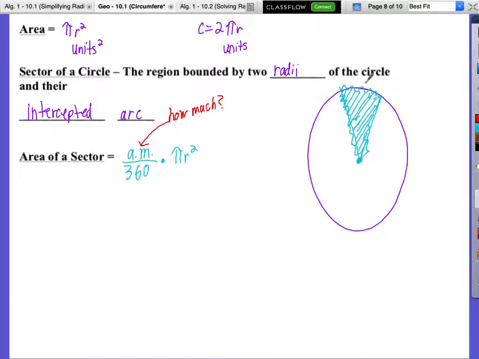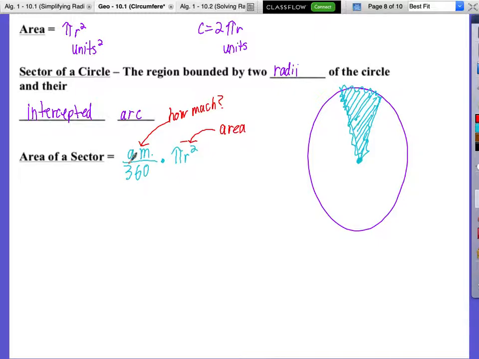Now instead of the circumference here, what do we have here? The area. So instead of circumference, we're talking about the area. So when we found arc length, we said, oh, what's the whole length around the circle, the circumference? We just want part of it. Here we're talking about area of the sector. We're saying, okay, what's the whole area? Oh, we just want a part of that.